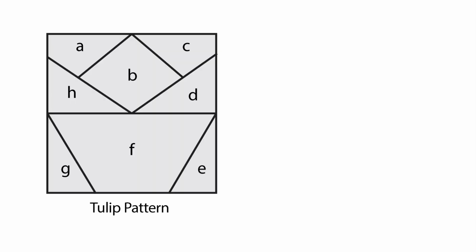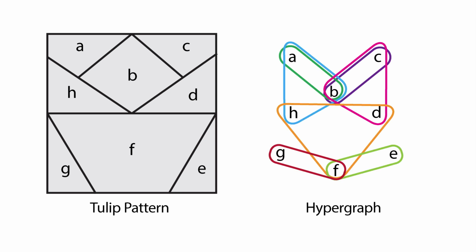In this work, we mathematically formalize the foundation paper piecing process. We represent the geometric design as a dual hypergraph, where nodes represent faces and hyperedges represent seams that connect two or more nodes. In the paper, we prove that determining whether a design is paper pieceable is equivalent to determining whether its dual hypergraph is acyclic.